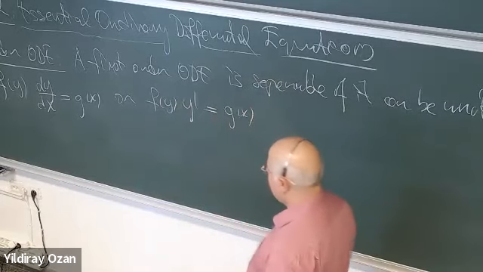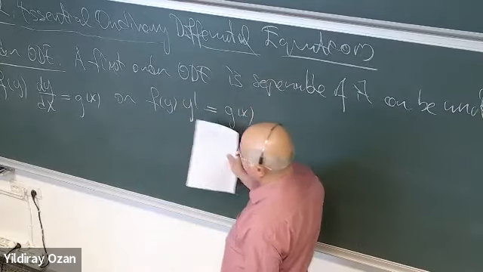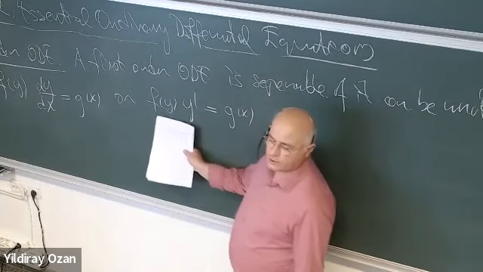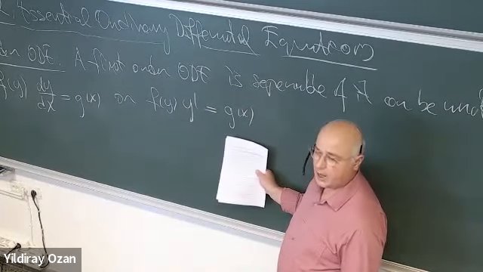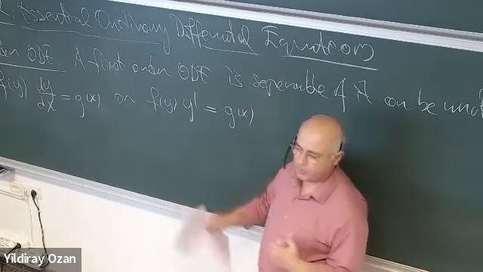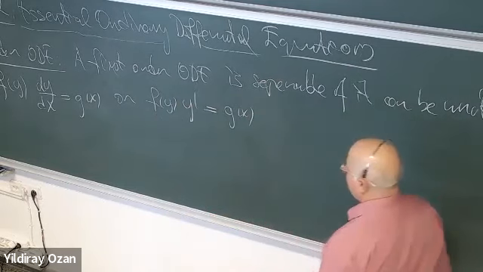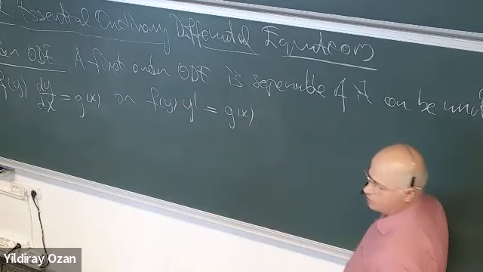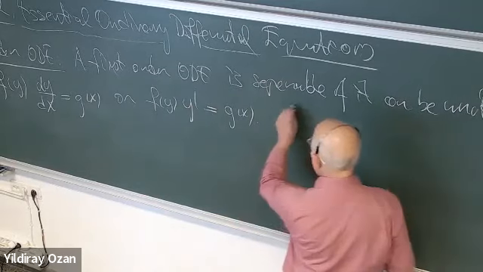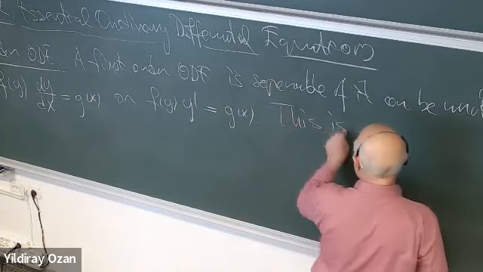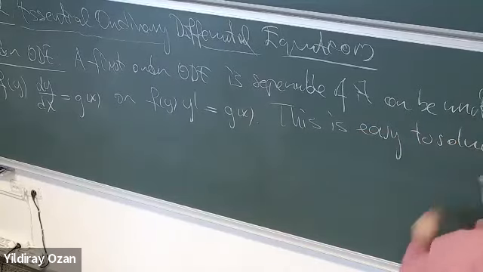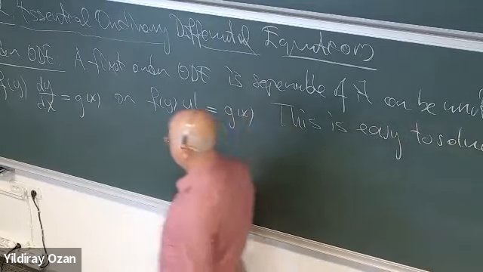Okay, so why do we call this separable? Because we have y terms on one side and x terms on the other side. In other words, x and y terms are kind of separated. Okay, in this case, this is easy to solve. Why is that? How? Well, you just integrate both sides.